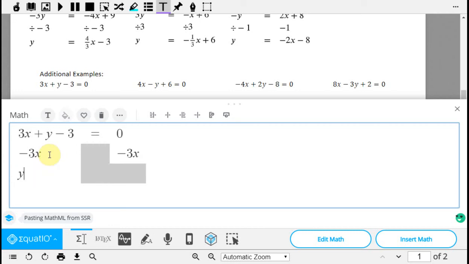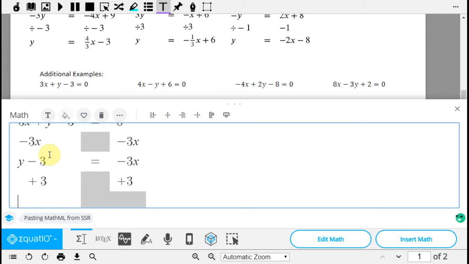That leaves us with y plus minus 3 equals minus 3x. Now we will get rid of that minus 3. The opposite of subtracting 3 would be to add 3 to both sides. And likewise over here, we're going to add 3. We're left with y equals minus 3x plus 3. And we don't need to do any multiplying or dividing because y is already a 1y. That's our equation.